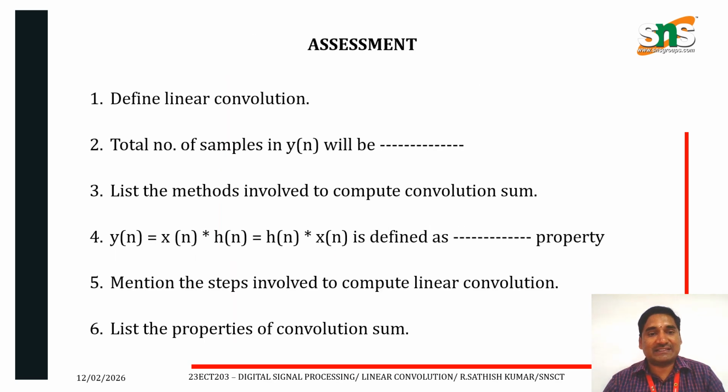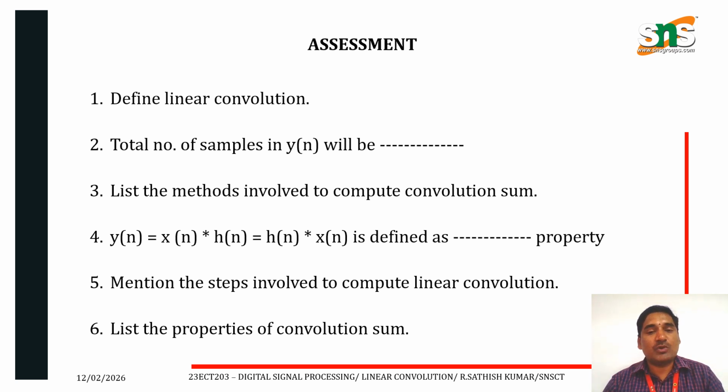Next, we can see the assessment. Define linear convolution. y of n is equal to summation k equals minus infinity to plus infinity x of k h of n minus k. The total number of samples in y of n will be M plus N minus 1, where M is the total number of samples of x of n and N is the total number of samples of h of n.